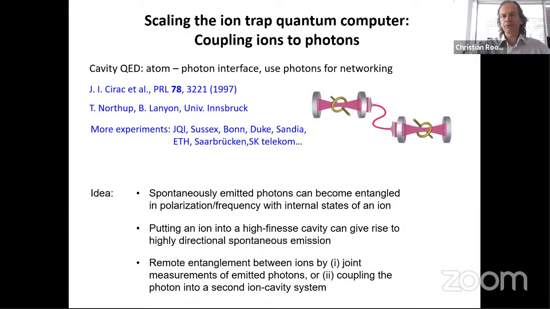Other approaches to scaling up the ion trap quantum computer would be to couple ions to photons. This is something which, for example, has been pioneered by Chris Monroe and colleagues at the University of Maryland, where the idea is that maybe you can have an ion trap that couples to a high finesse mode of a cavity, and then you can have traveling photons that are either transmitted and coupled into another high finesse cavity, or where you have two similar setups where the photons then interfere and meet on a detector and are able to distribute entanglement between ions trapped in different traps, which can be far apart.